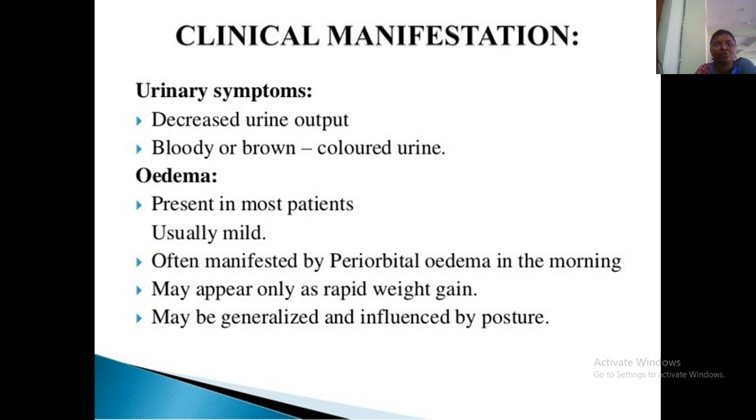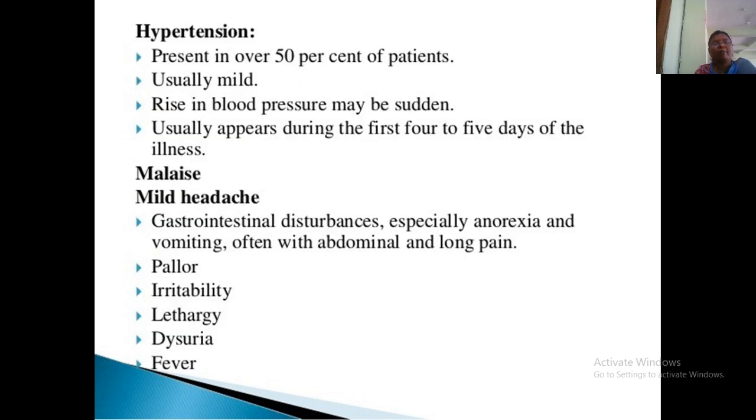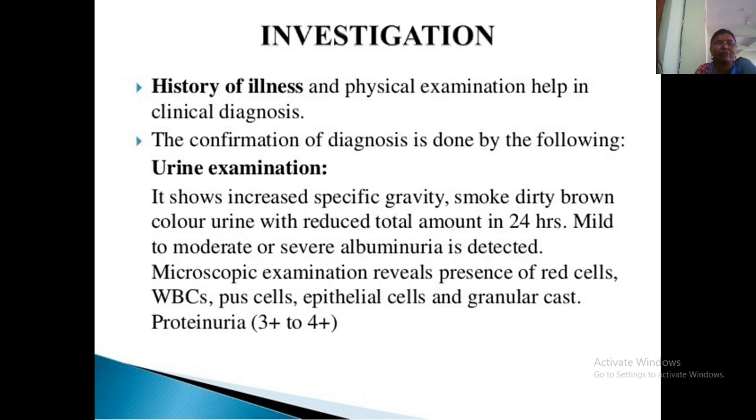Clinical manifestations: urinary symptoms are decreased urinary output, bloody or brown urine. Edema is present in most patients, usually mild, often manifested by periorbital edema in the morning, may appear only as a rapid weight gain, and may be generalized and influenced by posture. Hypertension is present in over 50% of patients, usually mild. Rise in blood pressure may be sudden, usually appearing during the first 4 to 5 days of the illness. Also malaise, mild headache, pallor, irritability, lethargy, dysuria, fever.